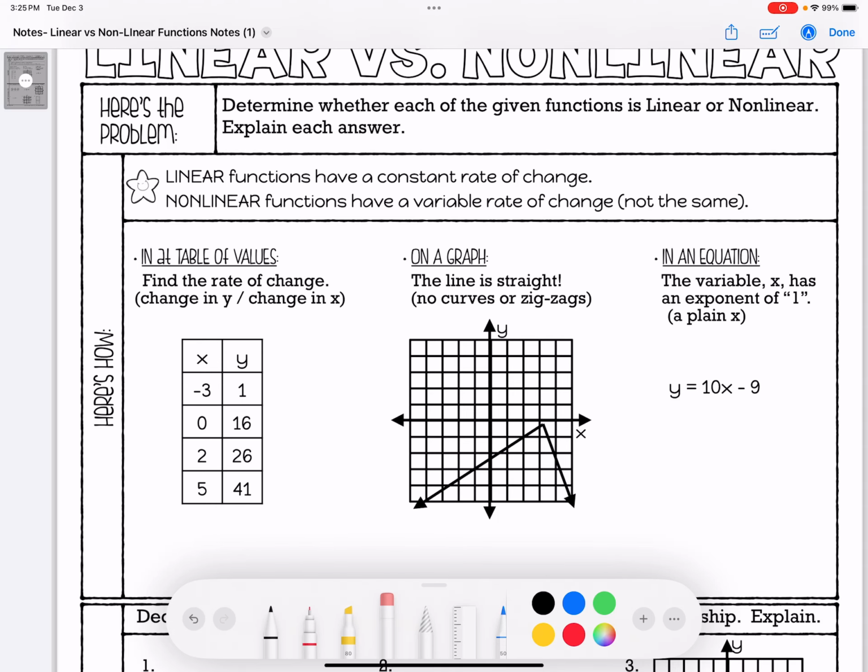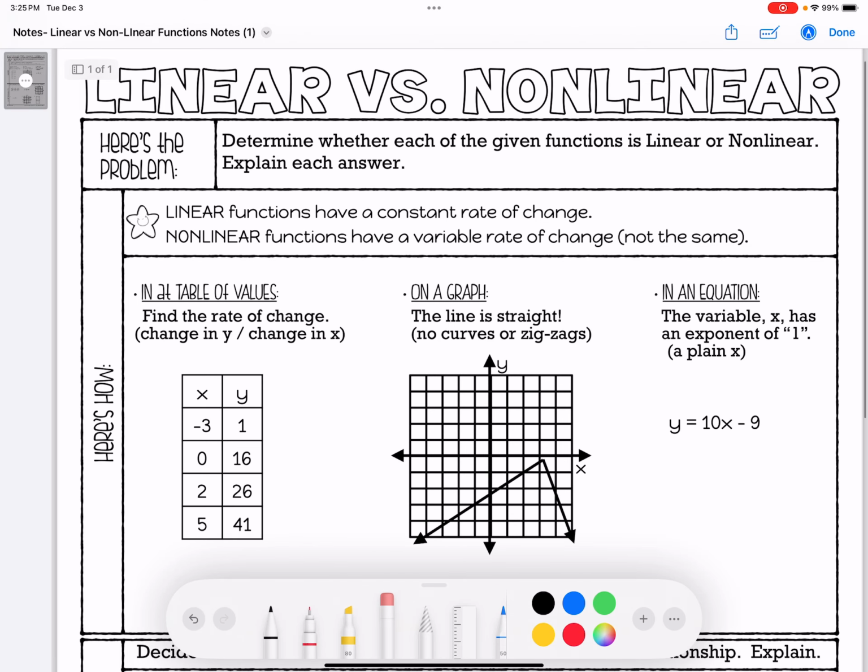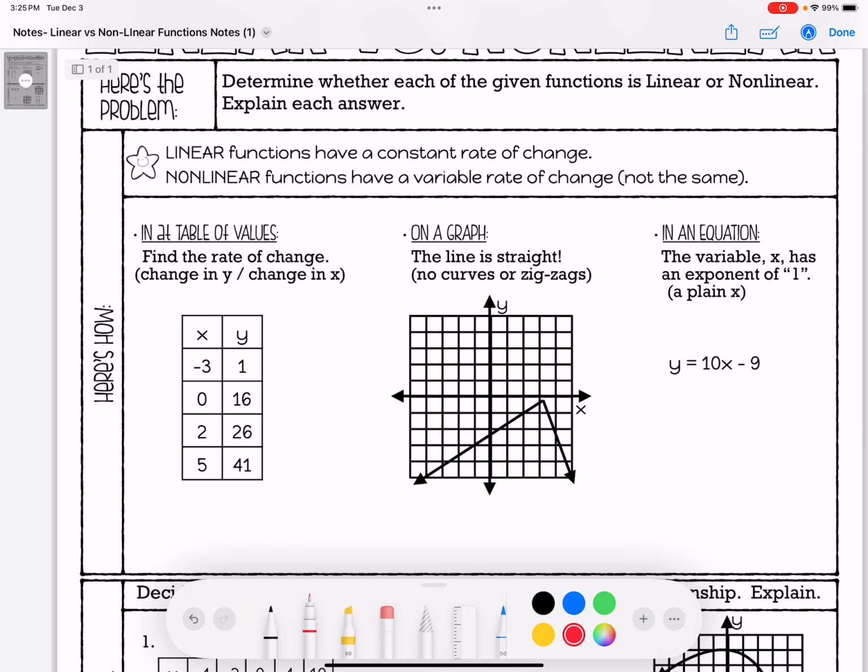Hello, ladies and gentlemen. Today we're going to be going over linear versus nonlinear functions. So linear functions have a constant rate of change, and nonlinear functions have a variable rate of change, or the change is not the same.